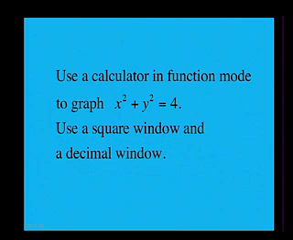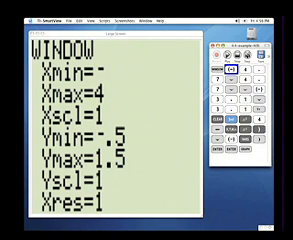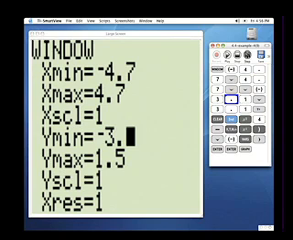So let's actually do an example of a circle. Use the calculator in function mode to graph x squared plus y squared equals 4. Use a square window and a decimal window. Okay, so here's the graphing calculator. The first thing I want to do is click on Window and set it up to be a square window with -4.7, sorry, for the minimum for x. For the maximum for x, we're going to use 4.7. We're going to leave the scale as 1. The minimum for y, we're going to plug in as -3.1. And then for the max y, we're going to plug in +3.1. And this gives us a square window using decimals, which will allow us to draw a smooth circle once both root functions are graphed.